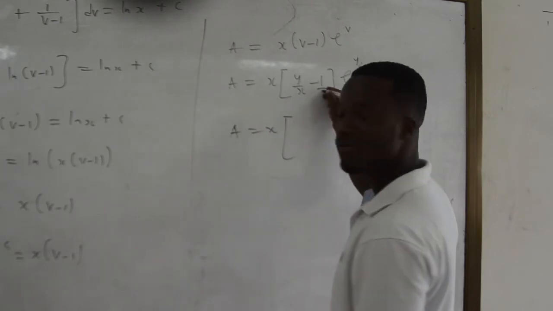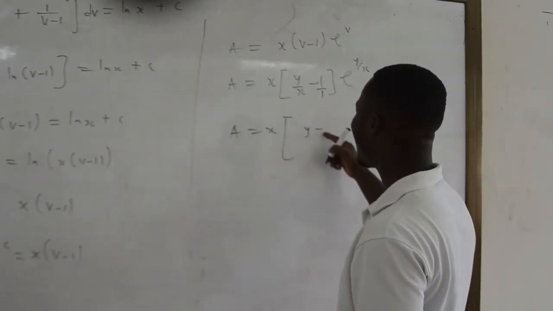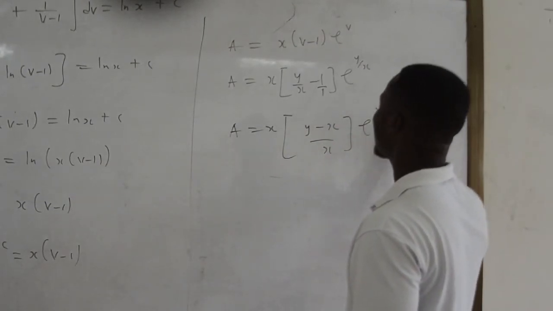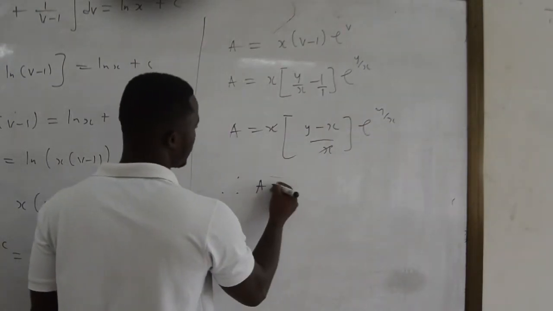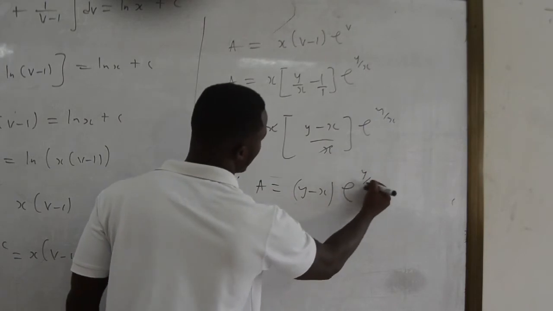So here I have A is equal to x. Here this one is over 1. So here just x, just 1 minus what? X all over x multiplied by e exponent y over x. This x will take this one. Therefore, my final answer will be A is equal to y minus x multiplied by e exponent y over x.